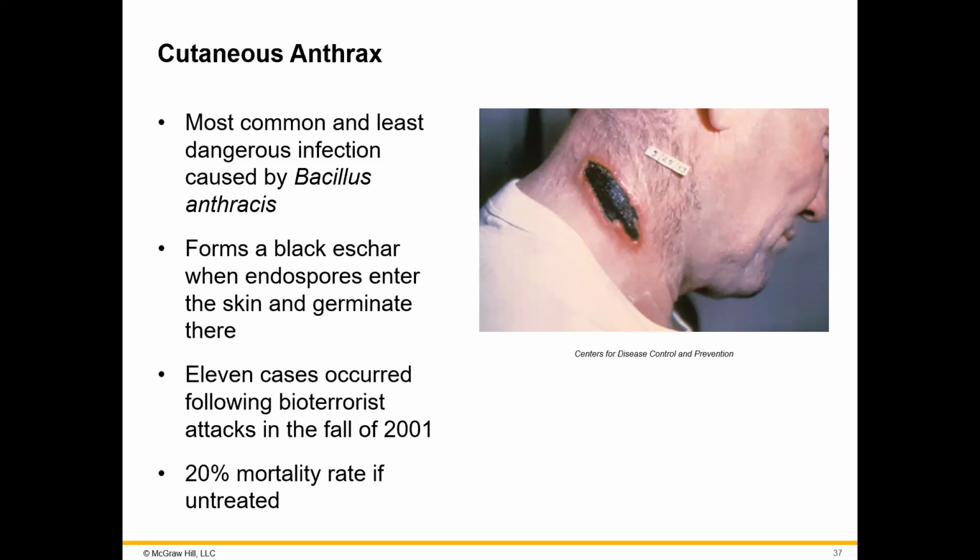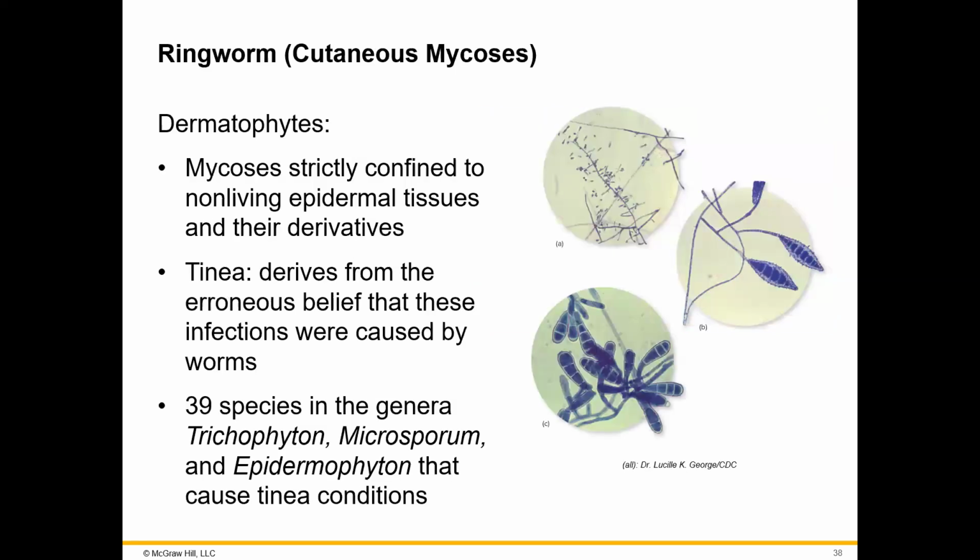It's a huge issue with bioterrorism because those endospores are easily spread and can be breathed in and then can take up in your lungs. And it's worse to have a respiratory version of this. So this is the least serious of all of the anthraxes that you can get. It still has a 20% mortality rate if it is untreated. It's a huge issue for bioterrorism.